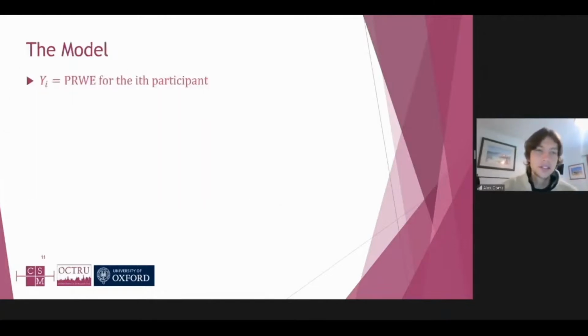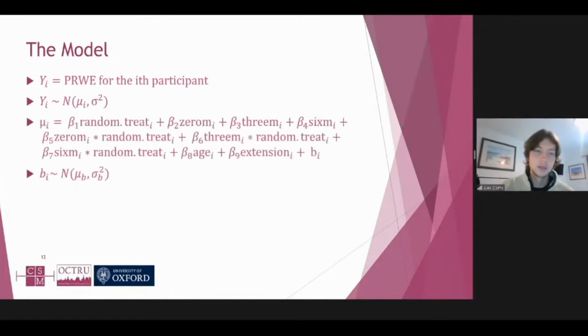The model I've used for this analysis is just a linear mixed effects model. So I've assumed the Y_i is the PRWE for the i-th participant, which has a normal distribution with some parameters. And this is the model that I've used. I've adjusted for treatment effects, the time points, and then time point by treatment effect interactions. Age and extension are two stratification factors, and B_i is a between-person effect.